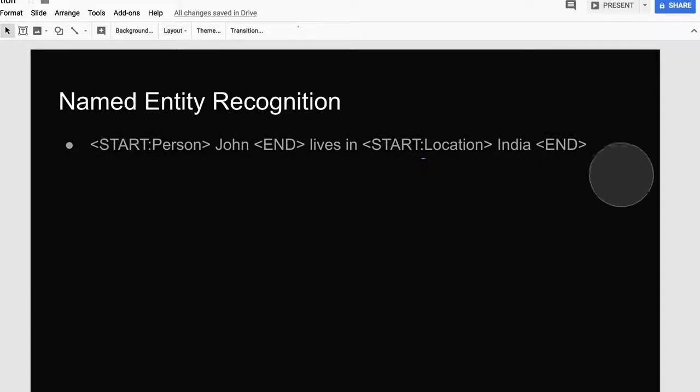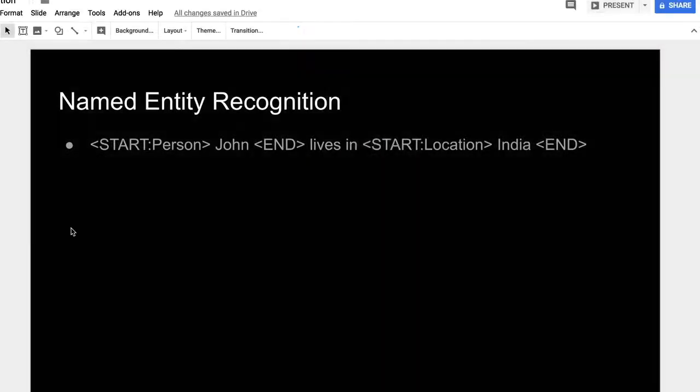Label data means we need to manually tag the data with named entities, like John is a person, India is a location. For example, when we were in LKG, UKG, the first and second grade, our teachers taught us many things. They would teach us like D-O-G is a dog, C-A-T is a cat. Similarly, we need to teach our machine that John is a person, India is a location.